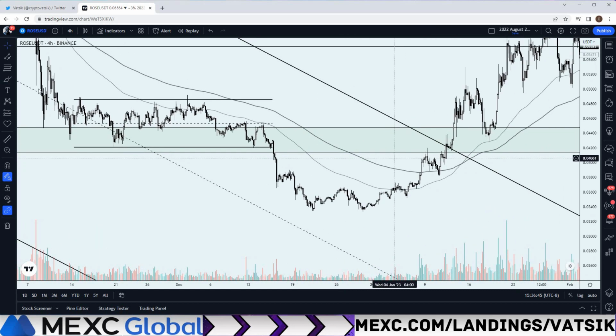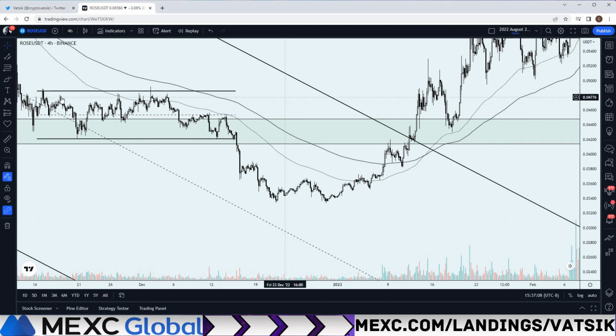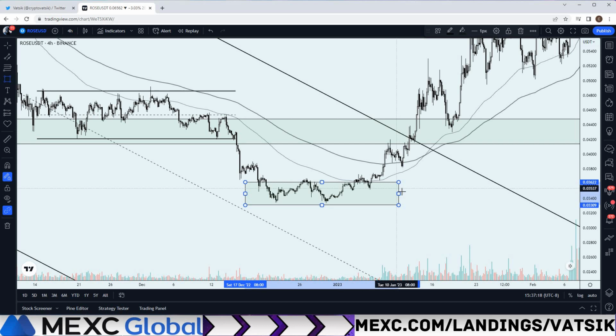So with that information, my expectation was that we would drop down to a new area of demand, possibly as low as 3 cents. We did not get a tap of the EQ. We established new demand here at about 3.5 cents. And I had said that when this does shift, we're going to see completely different price action.